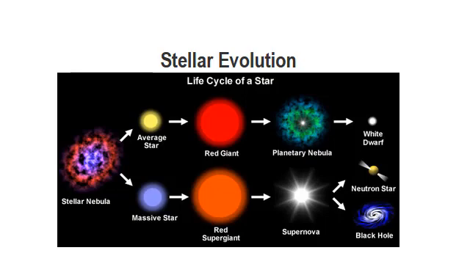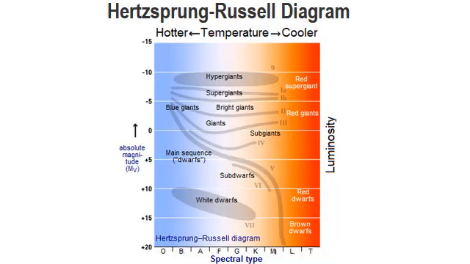This diagram shows the additional classifications of giants and supergiants of stars as they transition from the main sequence. Note that average stars like our sun are considered dwarfs. The sun is categorized as a yellow dwarf.